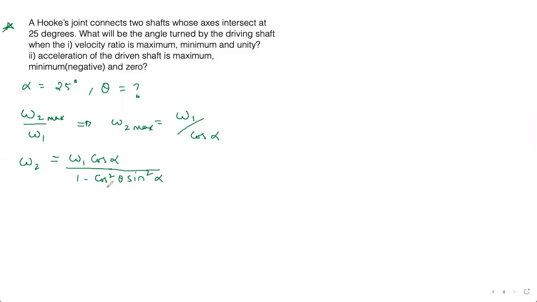In the derivation, we saw that for omega 2 to be maximum, the denominator should be minimum, right? So for the denominator to be minimum, in 1 minus the cos term, this cos term should be maximum. So when is the cos term maximum? 1 minus the maximum value will give you the minimum value in the denominator. So theta should be equal to 0 degrees, right? Yes, and also 180 degrees because it's squared, right?